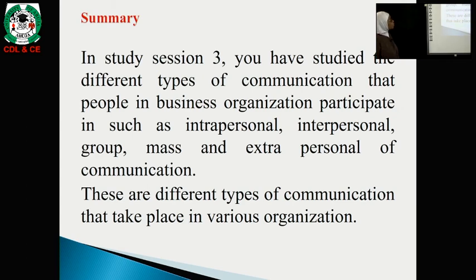In study session 3, you have studied the different types of communication that people in business organization participate in, such as intrapersonal, interpersonal, group, mass, and extrapersonal communication. These are different types of communication that take place in various organizations.